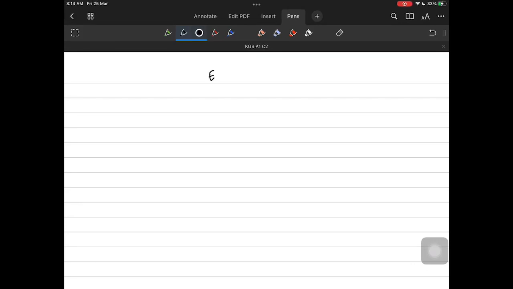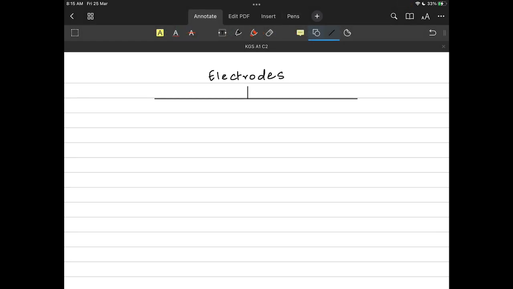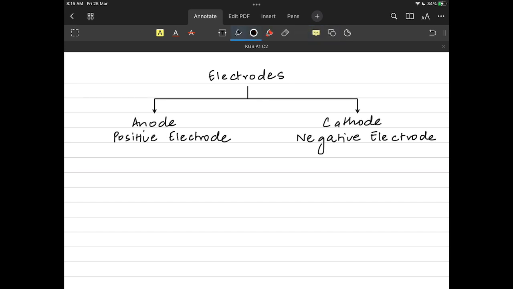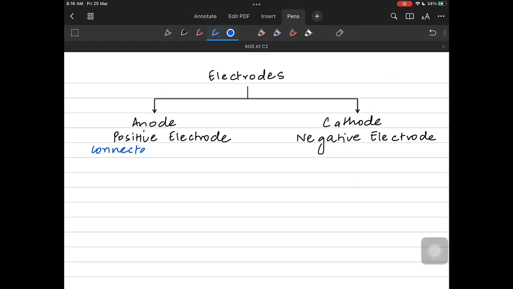Hi everyone. So, after having the first video on the basics of electrolysis, we're going to study what electrodes are, because students are often confused in this idea. So, let's recall that there's an anode, also known as the positive electrode, and the cathode is the negative electrode. Anode obviously is connected to the positive terminal of the battery.